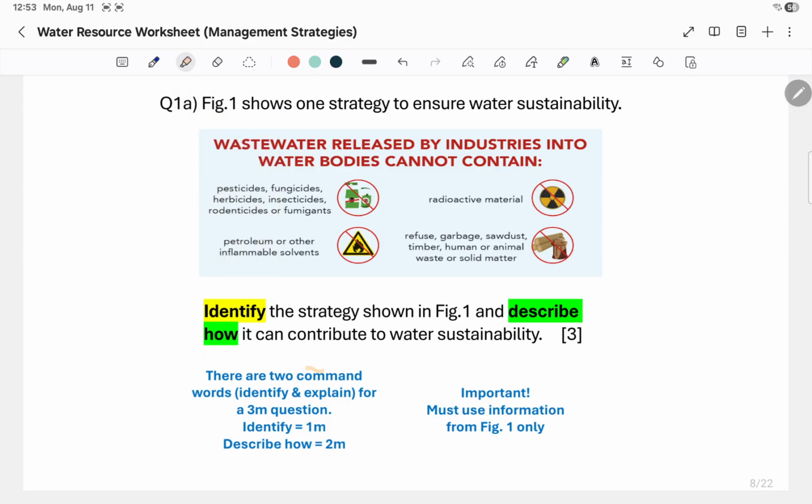Whenever you look at the question, you must identify the command words, and in this case there are two: identify, and describe how this strategy helps to ensure water sustainability. Since it's a 3-mark question and there's only one strategy shown here, the identify part is just one mark, and the describe how portion is 2 marks. Since they have given you a source and told you to look at it, your answer must be from Figure 1. You cannot give answers that are from the textbook but not really answering the question or relevant to Figure 1 at all.